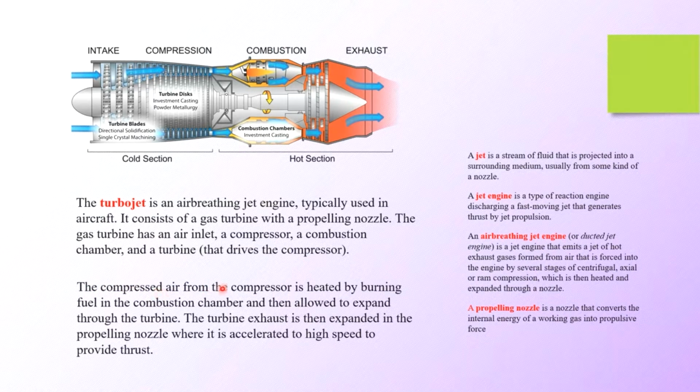So the compressed air from the compressor is heated by burning fuel in the combustion chamber and then allowed to expand through the turbine. The turbine exhaust is then expanded in the propelling nozzle, where it is accelerated to high speed to provide thrust from this part here. And this section here is called the hot section. This part is called the cold section.